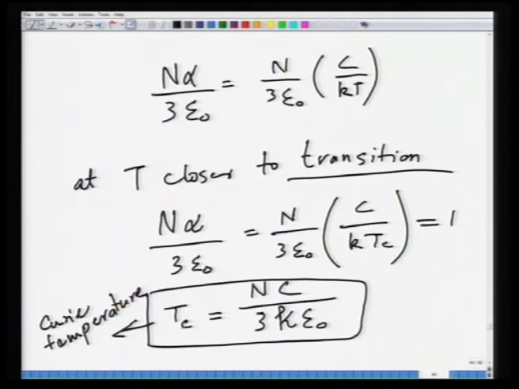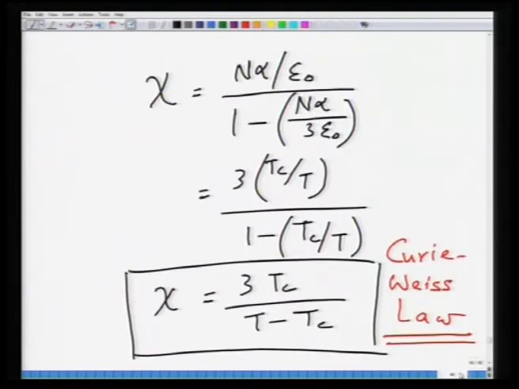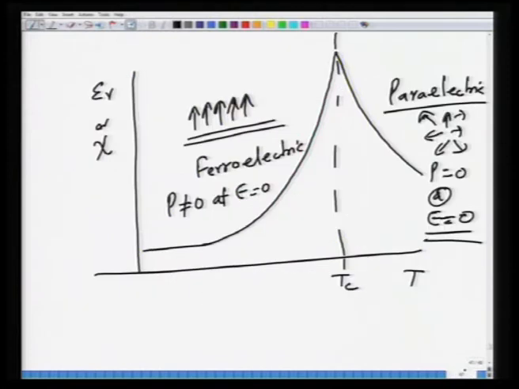This gives you what is called an expression for susceptibility near Tc. So Tc is defined as N C, where C is the Curie constant, divided by 3 k epsilon naught, and n is the number of dipoles, and so on, and so you get an expression for chi, which is 3 Tc divided by T minus Tc, and this is how the ferroelectric transition looks like.